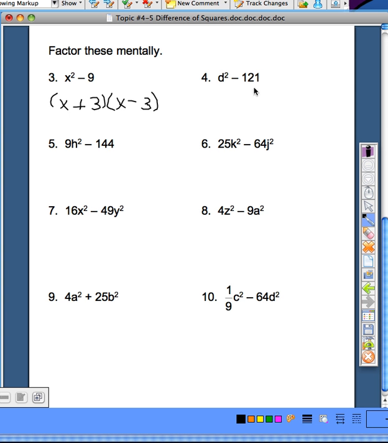Okay. D squared minus 121. Do we have a perfect square? A perfect square there, yes. Subtraction sign between. So we have D and D. The square root of 121 is 11. And we have D plus 11 and D minus 11.